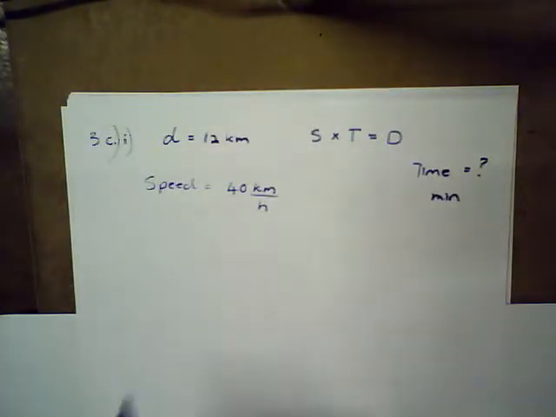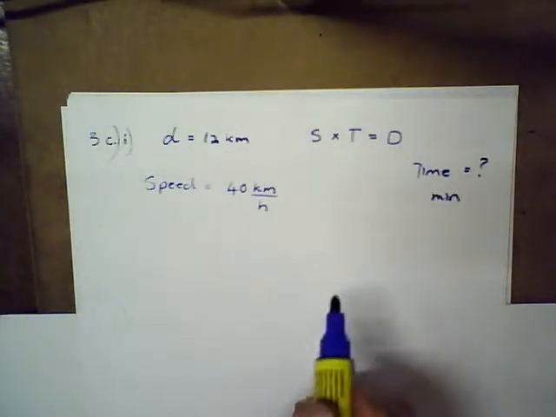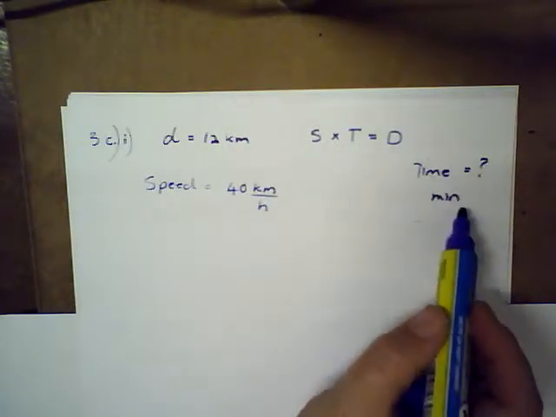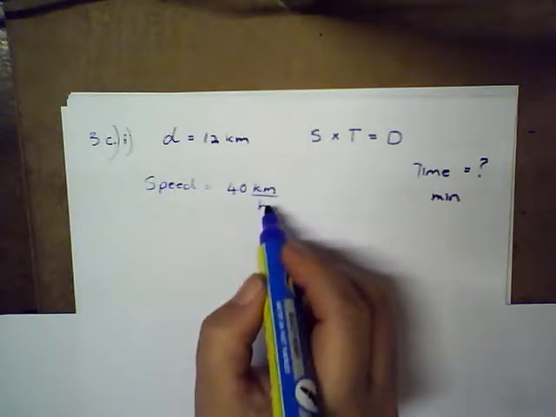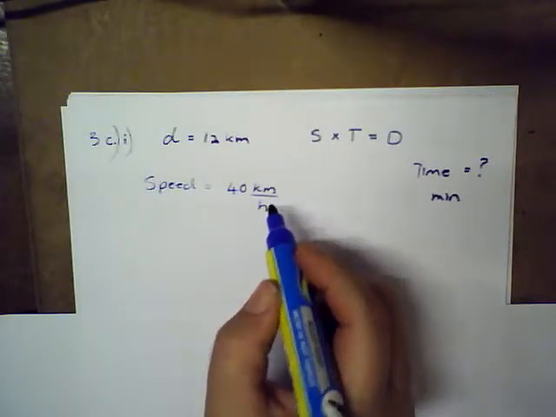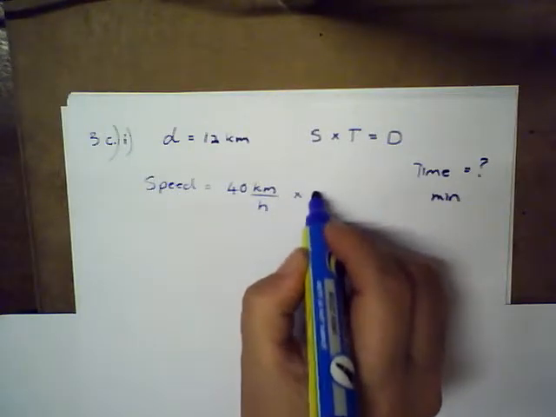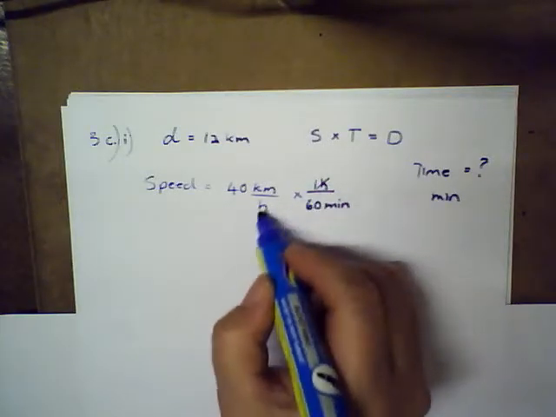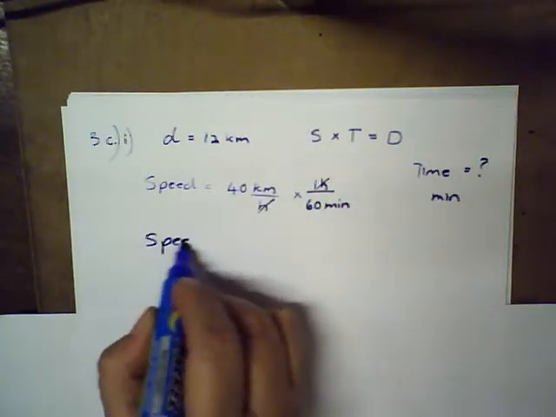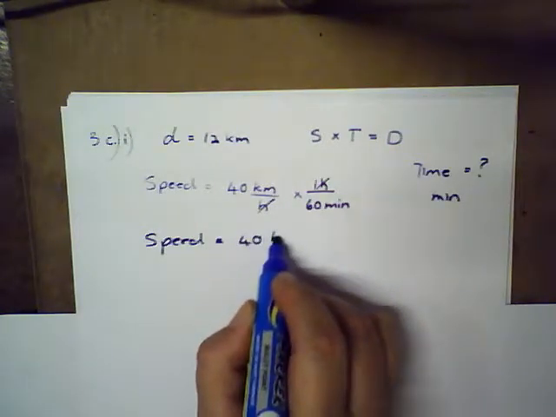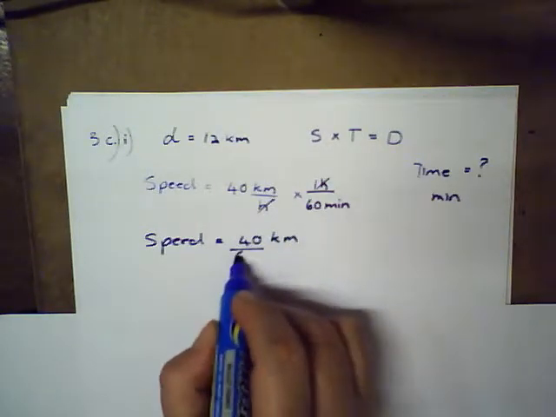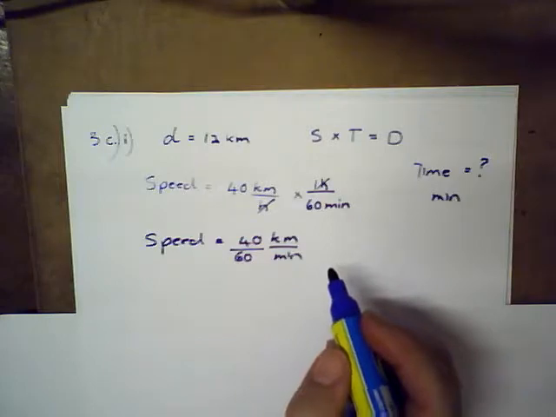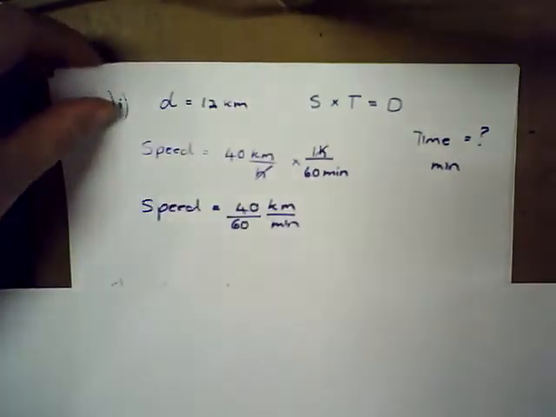Good, so we know that speed times time equals distance, but I've got kilometers per hour, kilometers, and I want my answer in terms of minutes, so I need to change this speed from kilometers per hour to kilometers per minute. I'm going to use a unit converter. I know that 1 hour is the same thing as 60 minutes. If I do that, hours and hours can cancel out, and now my speed would be 40 kilometers over 60 per minute.